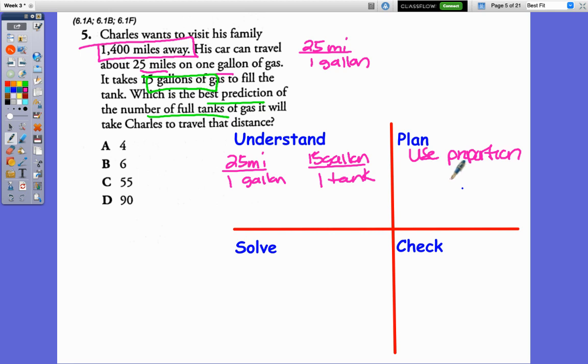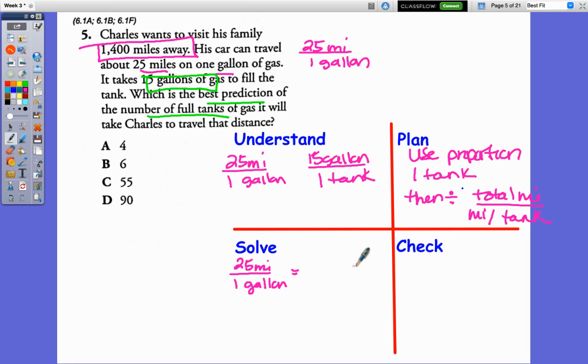And then to see how far 1 tank goes, to get 1 tank. So I'm getting a unit rate, to be honest. And then I'm going to divide the total miles by the miles per tank. So here we go. I have 25 miles per 1 gallon equals how far? 15 gallons, because that's what's in 1 tank, right?